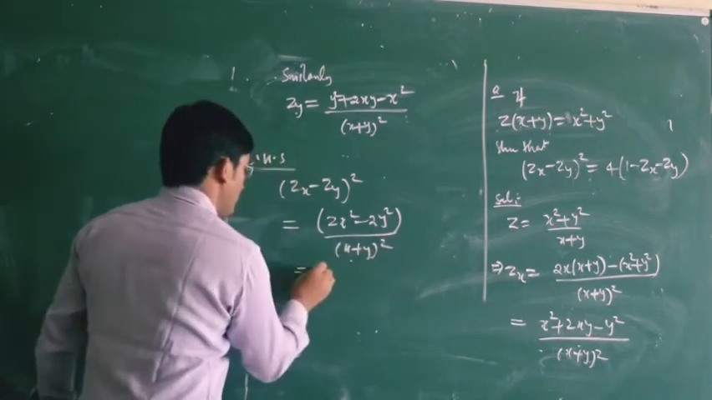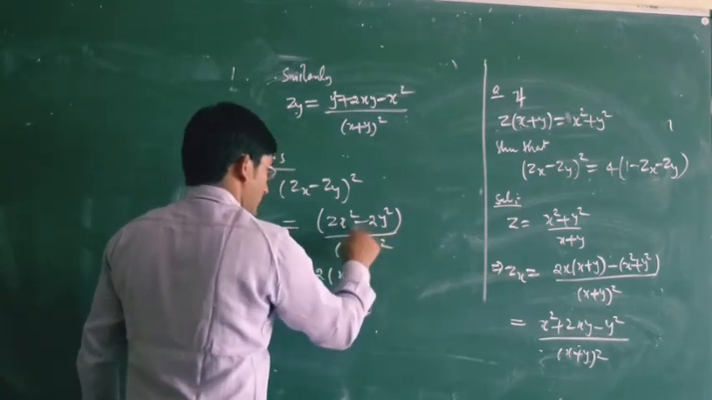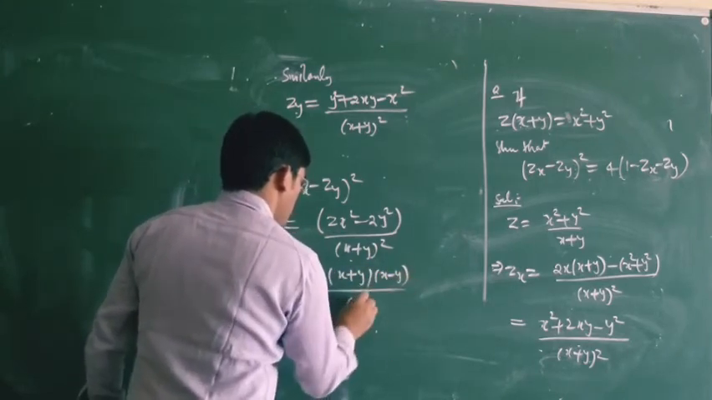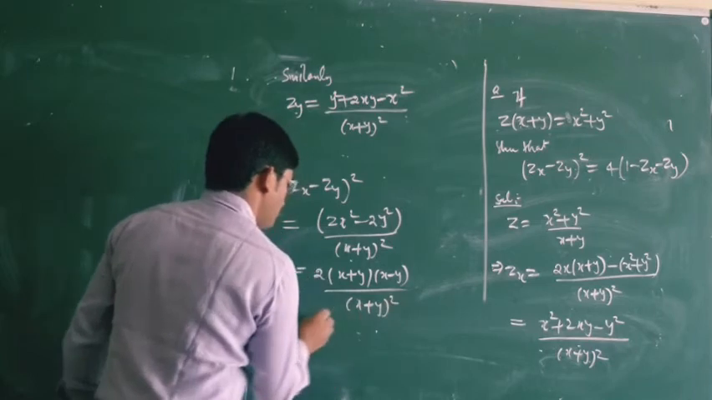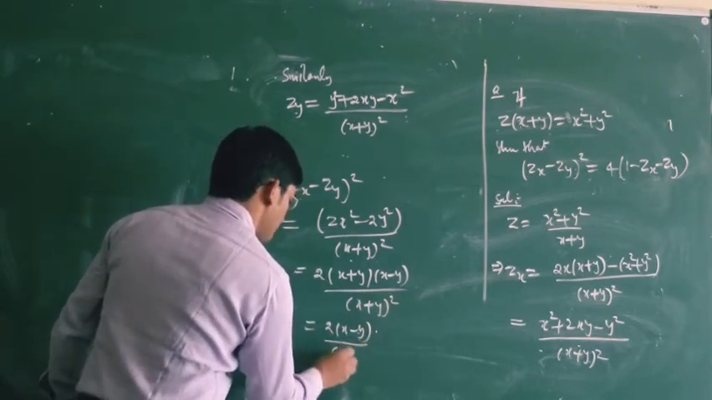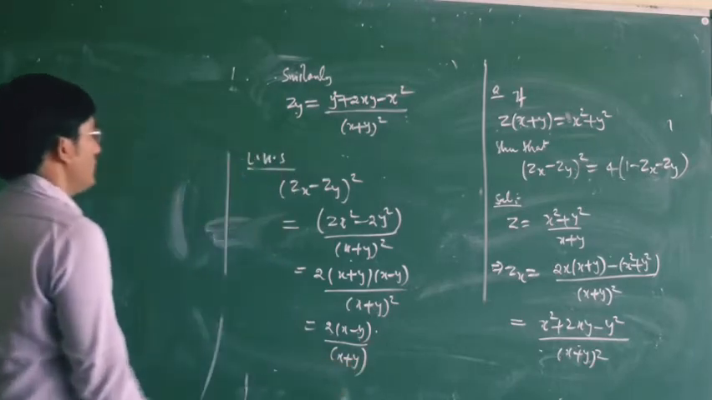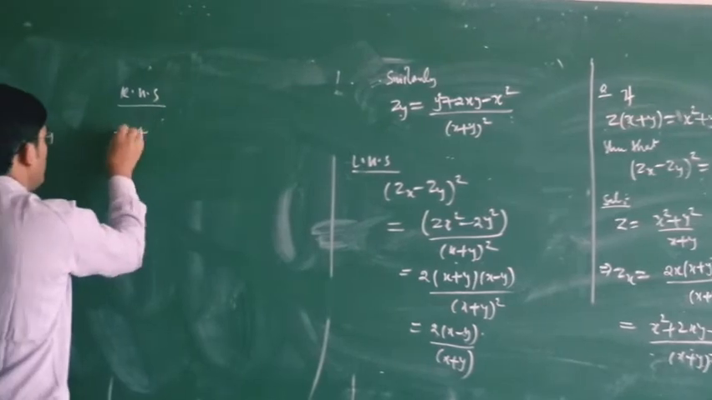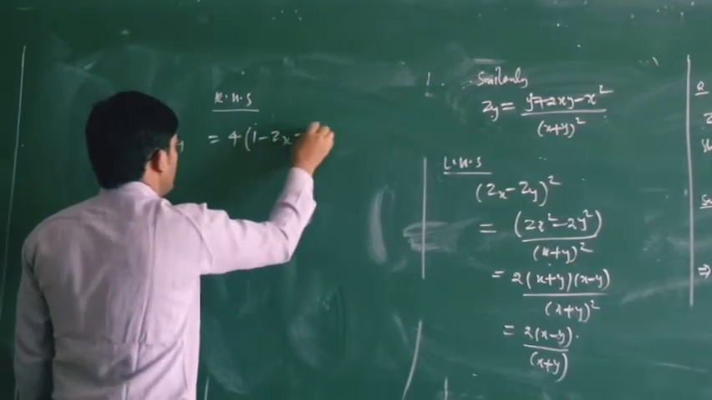So this is equal to 2 times, now x square minus y square will be (x plus y) into (x minus y), upon (x plus y) whole square. So we have simply 2 into (x minus y) upon (x plus y). So this is our left hand side. Similarly, your right hand side will be 4 into (1 minus zx minus zy).